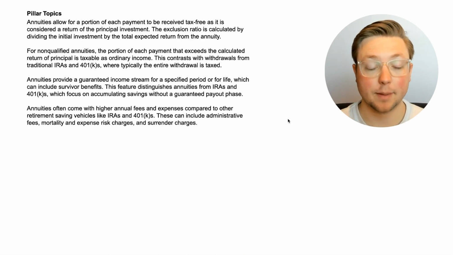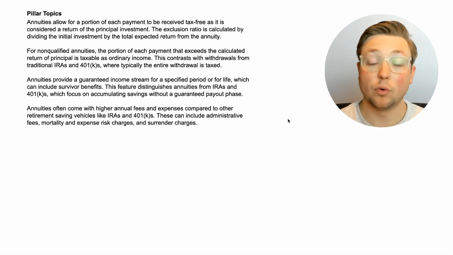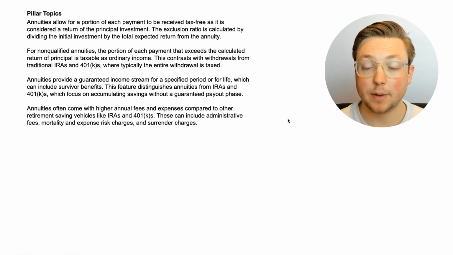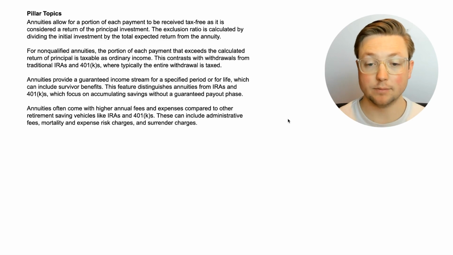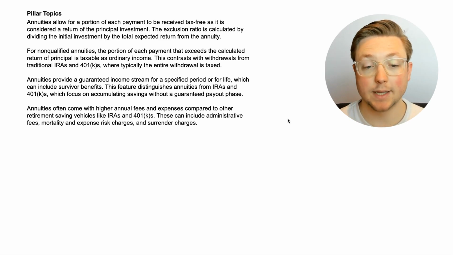Okay, here are the pillar topics. Annuities allow for a portion of each payment to be received tax-free, as it is considered a return of the principal investment. The exclusion ratio is calculated by dividing the initial investment by the total expected return from the annuity. For non-qualified annuities, the portion of each payment that exceeds the calculated return of principal is taxable as ordinary income. This contrasts with withdrawals from traditional IRAs and 401ks, where typically the entire withdrawal is taxed.